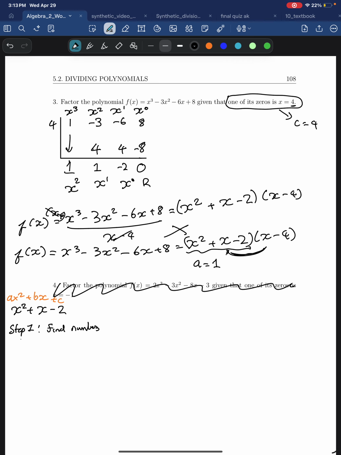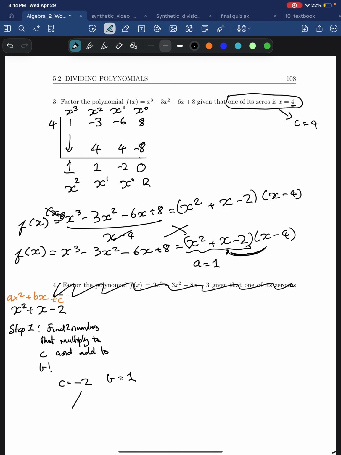So step 1, find two numbers that multiply to c and add to b. All right? So what's my c here? My c is negative 2, right? And what's my b? My b is just positive 1.